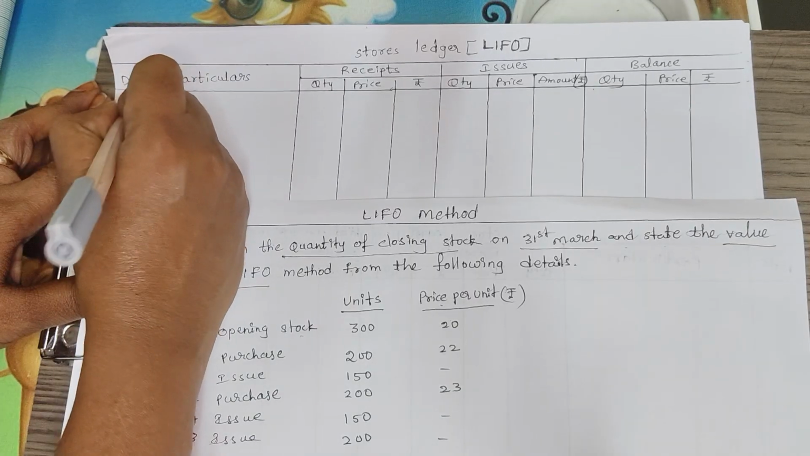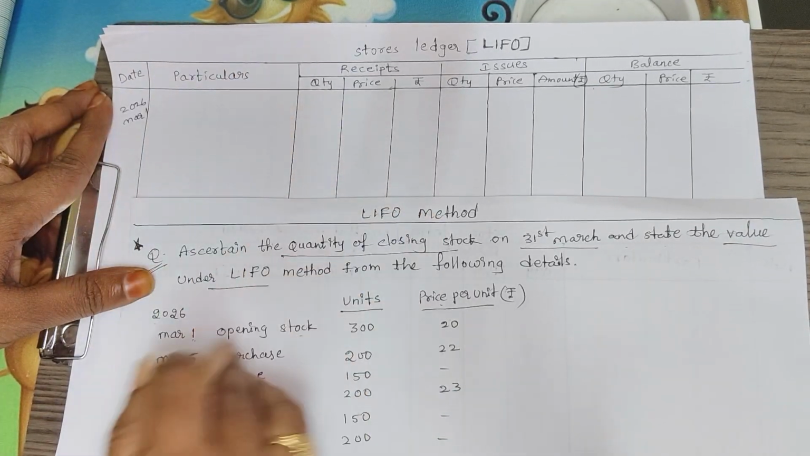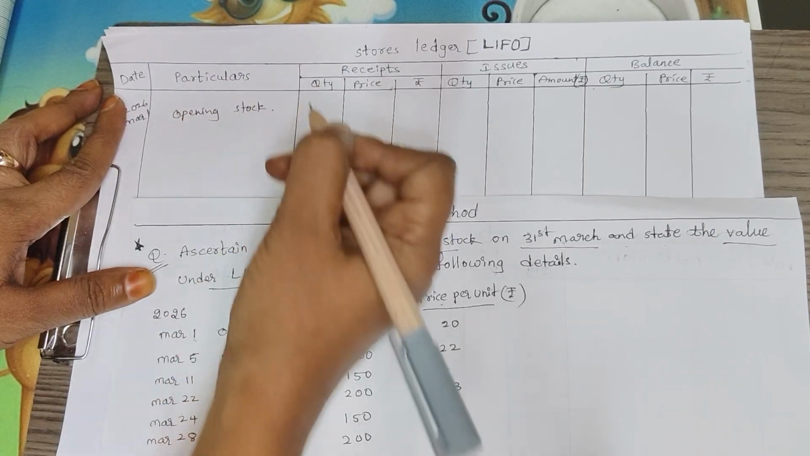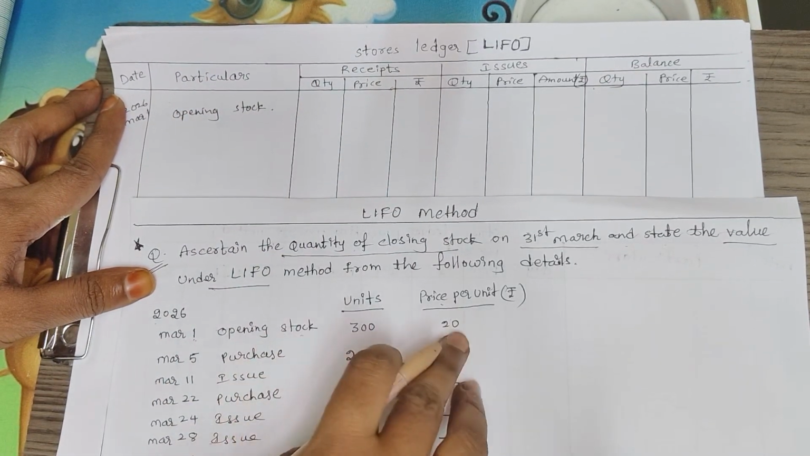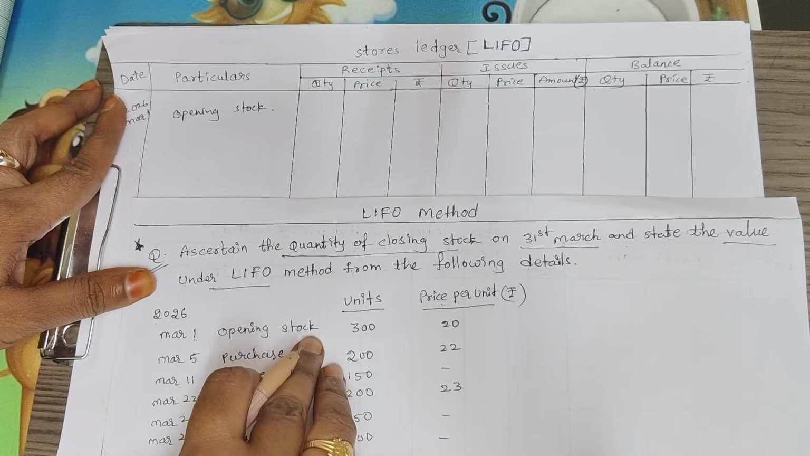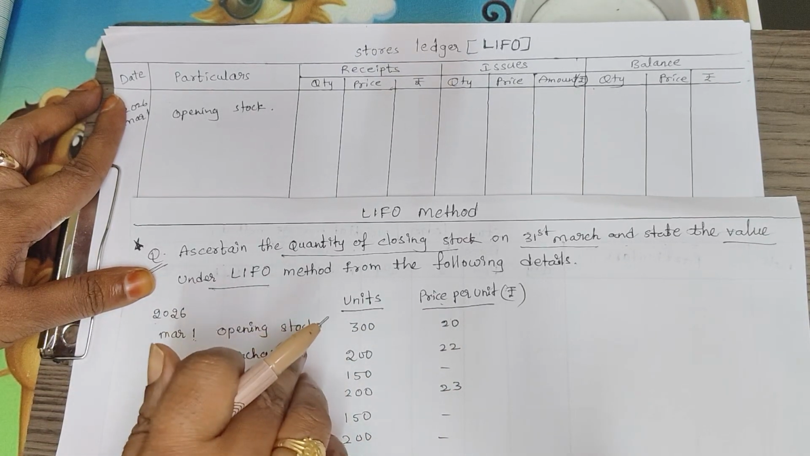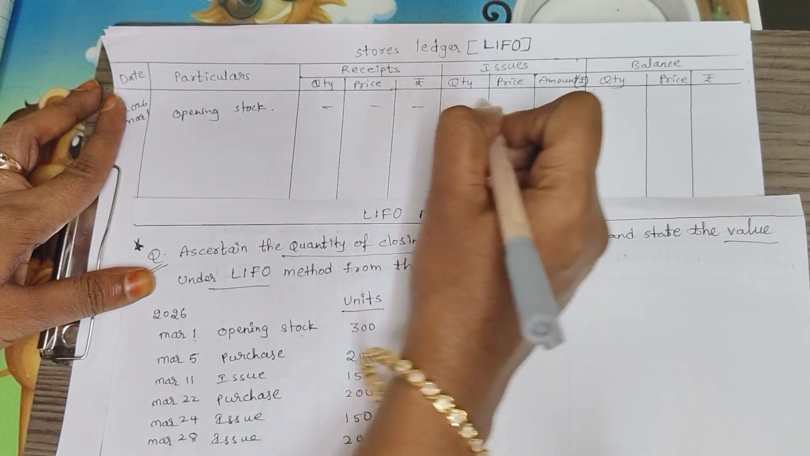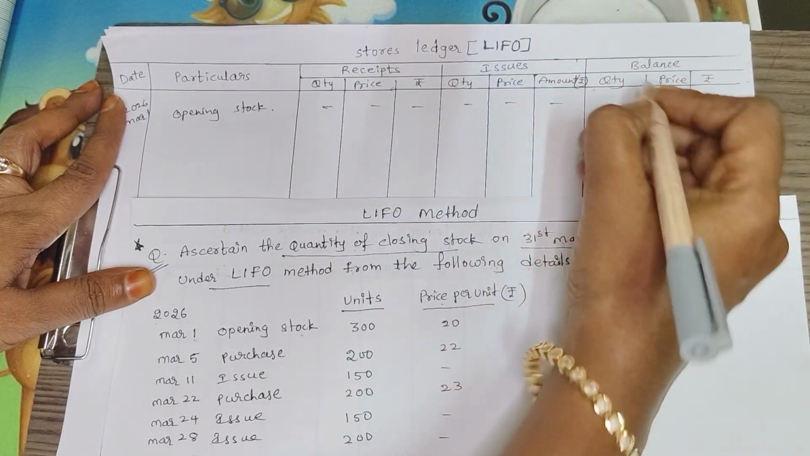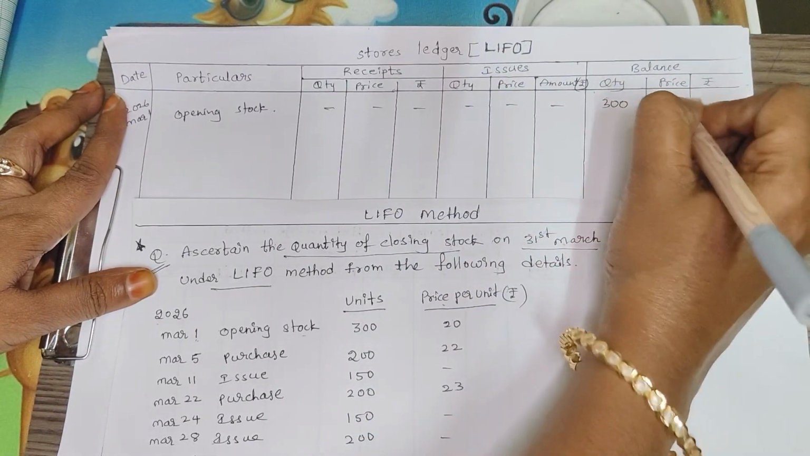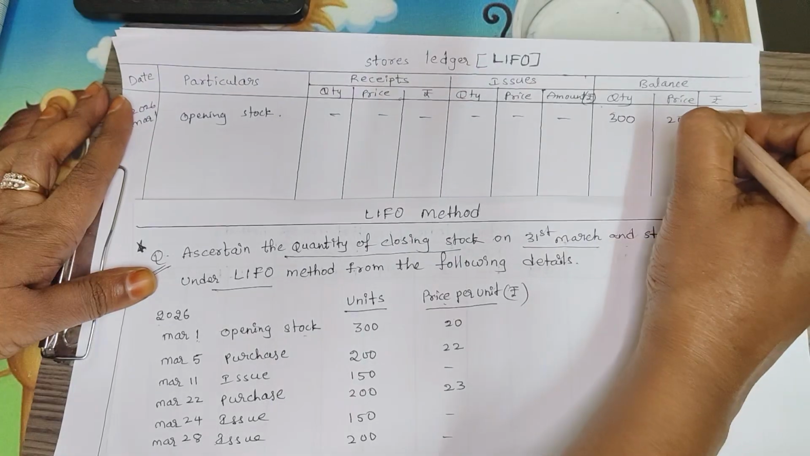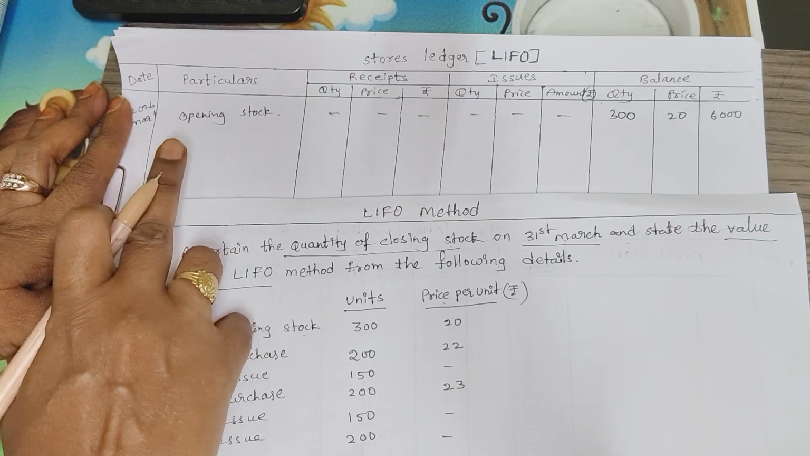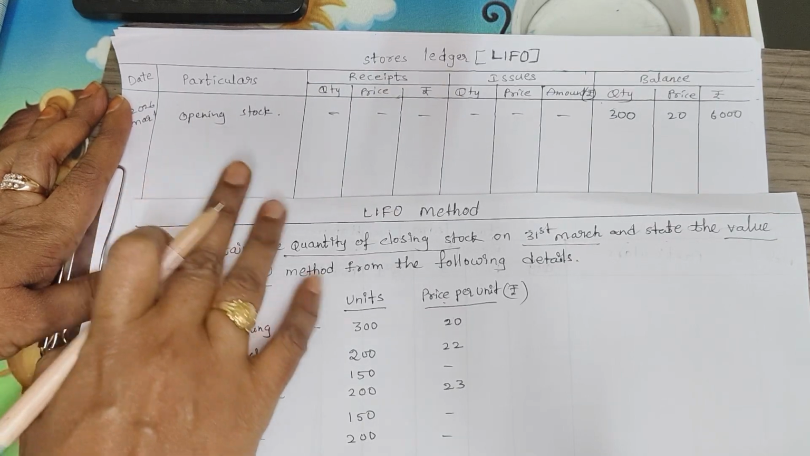So, 2026 March 1st, opening stock. How many units are there? 300 at the rate of 20. Where should we write this opening stock? The stock is available in our store, so you need to show that in the balance of the stores ledger. If you have opening stock, you can directly write it in the balance of the stores ledger. So how much? 300 at the rate of 20. 300 into 20, how much? 6,000. What is the meaning of opening stock? Last month's closing stock, the unused stock, is called this month's opening stock.